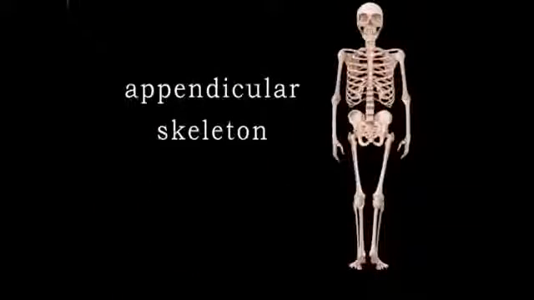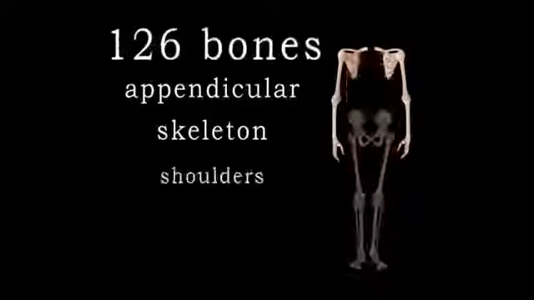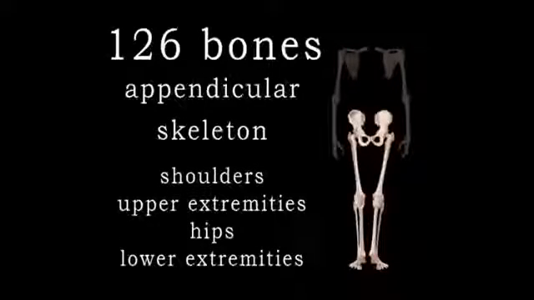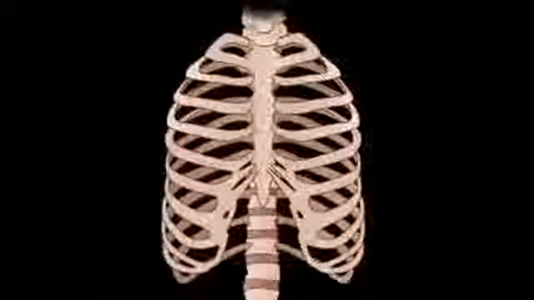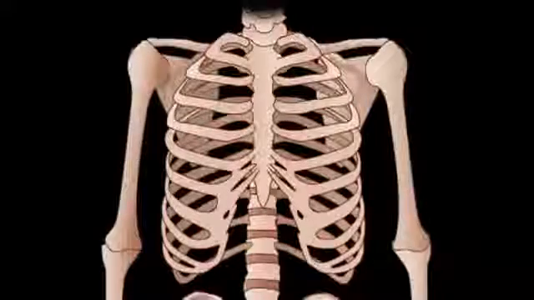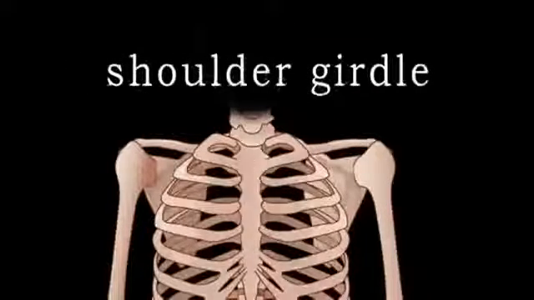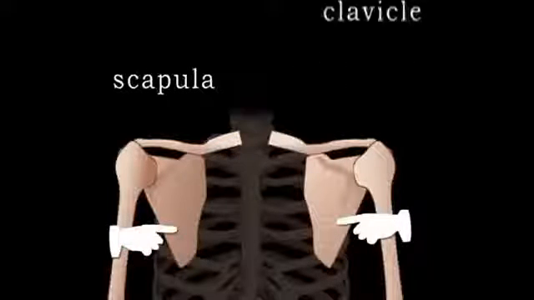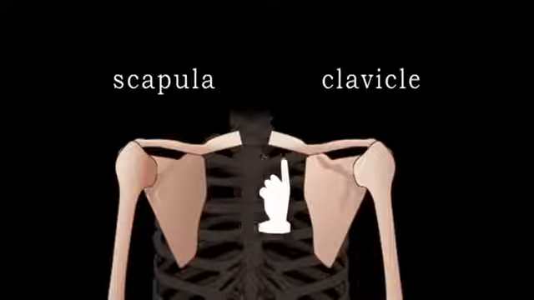The appendicular skeleton consists of the bones of the shoulders, upper extremities, hips, and lower extremities. The bones of the upper extremities, or arms, are connected to the axial skeleton via the shoulder girdle. This consists of the scapula, or shoulder blade, and the clavicle, or collarbone.